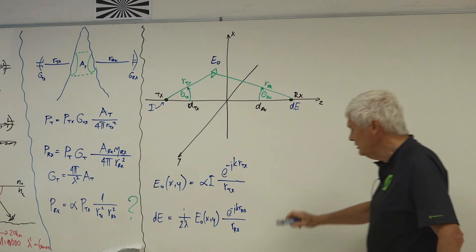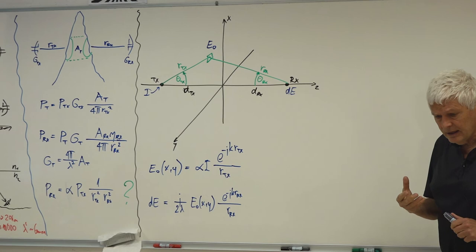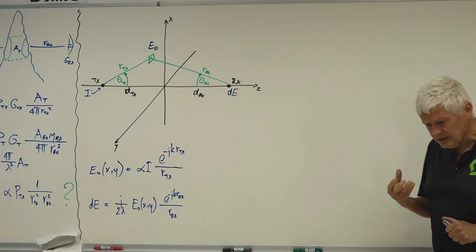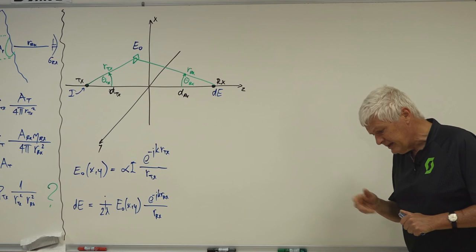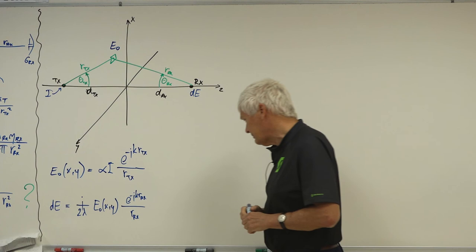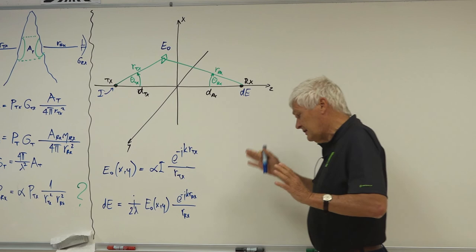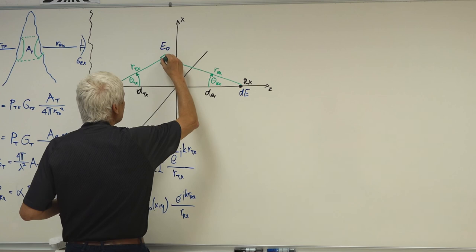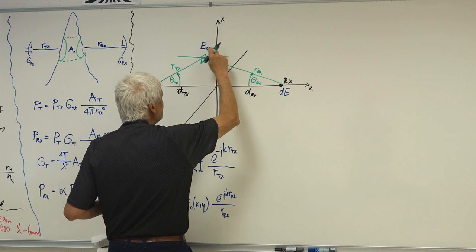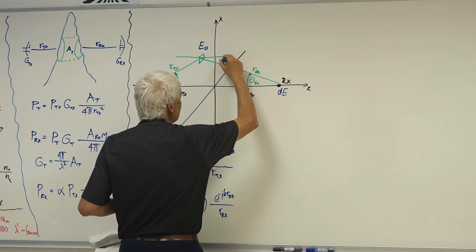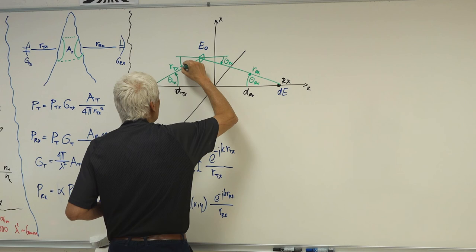And I have further the radiation pattern of the Huygens source. The Huygens source is not omnidirectional, as Huygens supposed, simply doing this with omnidirectional point sources. It has some kind of radiation pattern, and this radiation pattern is 1 plus cosine theta. That was our usual discussion. So where do our angles theta come in? If I draw here a normal to the xy plane, because the Huygens source is in the xy plane, I have a theta receiver here, and I have a theta transmitter here.